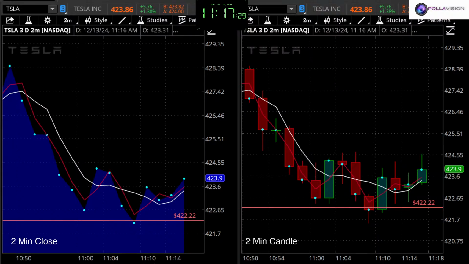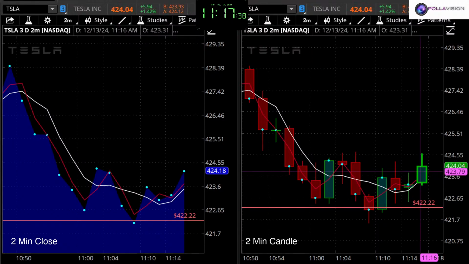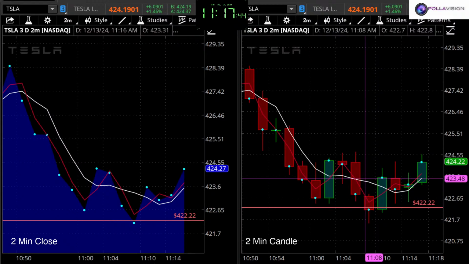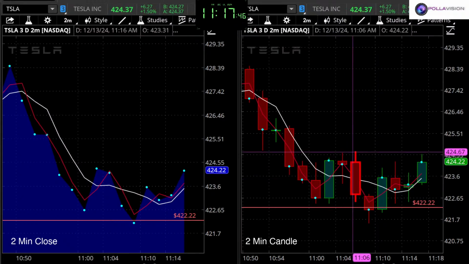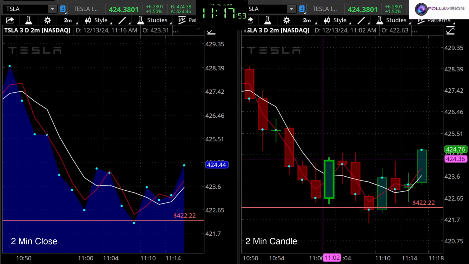Here's the 2-minute. So we have a close here, a close here. We got 25 seconds to the next close. What's it going to do? Ultimately, we got to take out 424.67, or close above here, and then it will run.